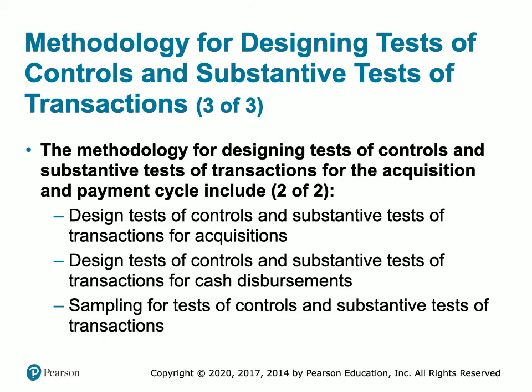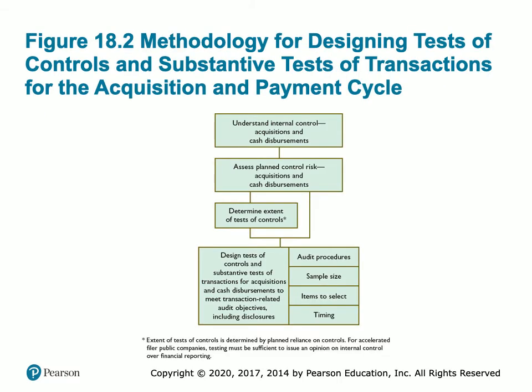Okay. So when you think about it, you design the test of controls again. This is pretty straightforward, right? The same thing we did for accounts receivable, just on the other side of the balance sheet. Okay, and you'll do some sampling for controls and for tested transactions.